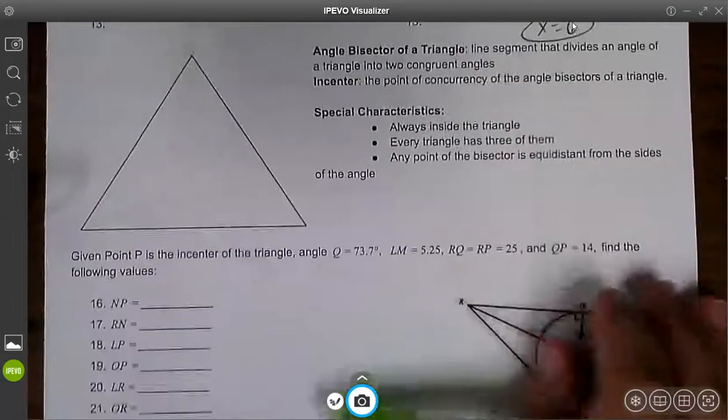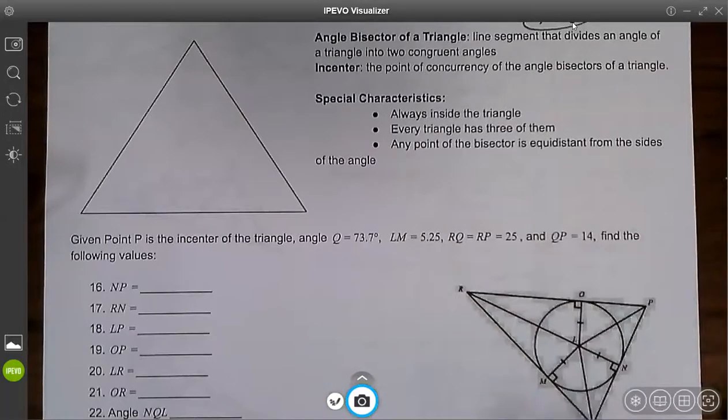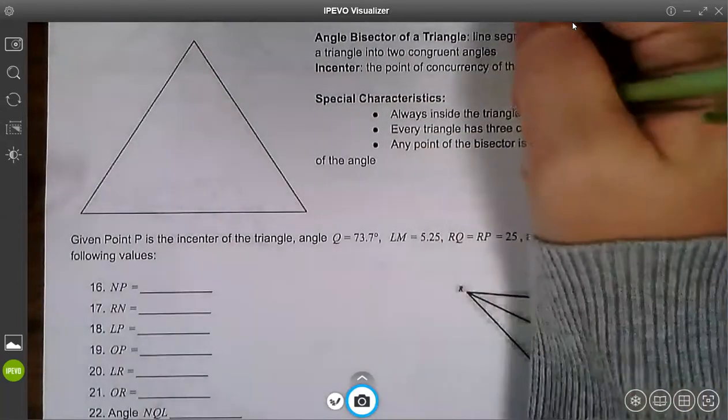The last special segment we're going to look at today is the angle bisector of a triangle. I'm going to skip how to bisect, because you don't need to know how to do it. You just need to know what it means. The angle bisector is the line segment that divides an angle of a triangle into two congruent angles. And the incenter is the point of concurrency of the angle bisectors. The incenter is always inside the triangle.